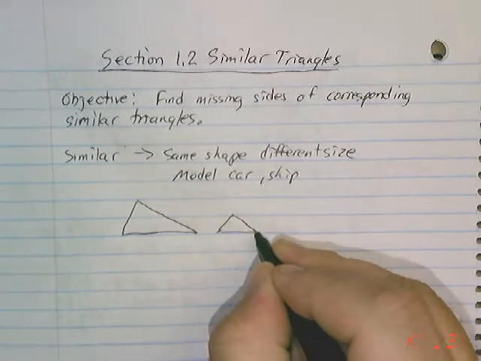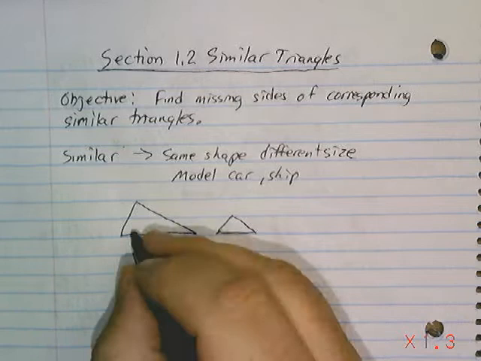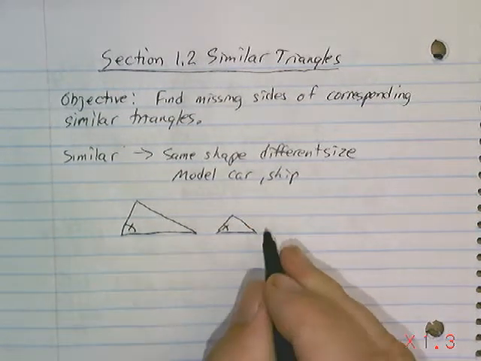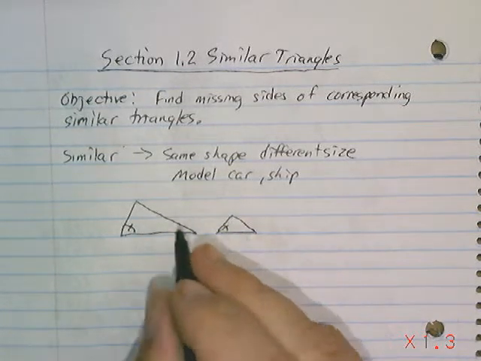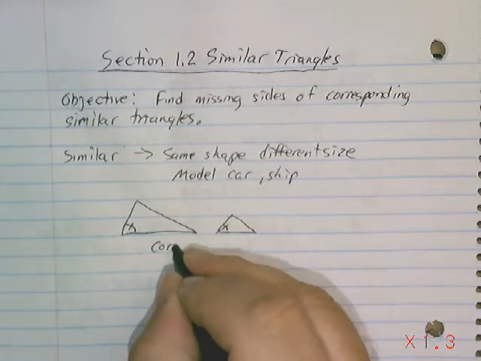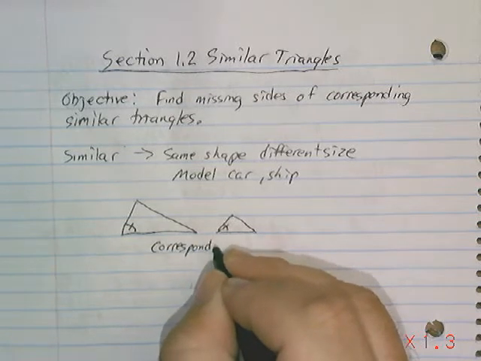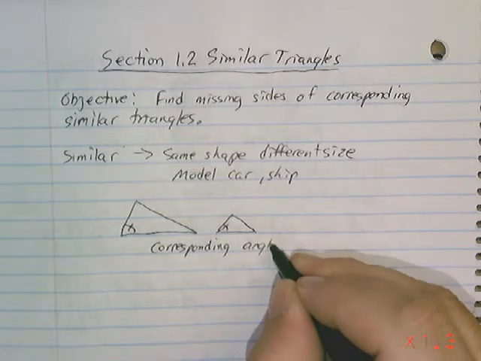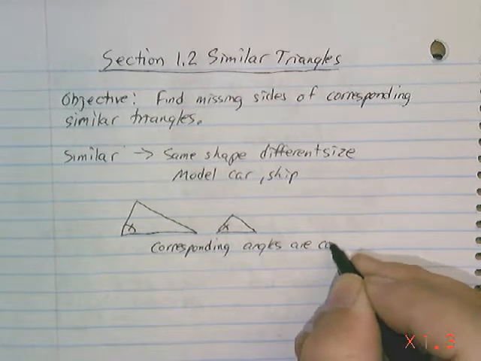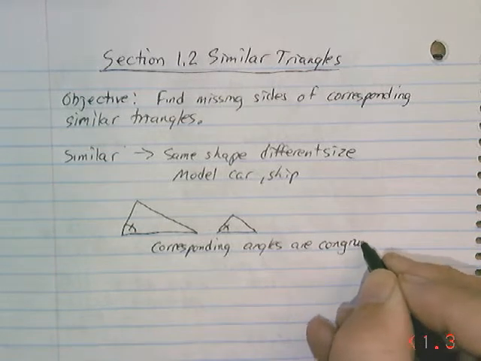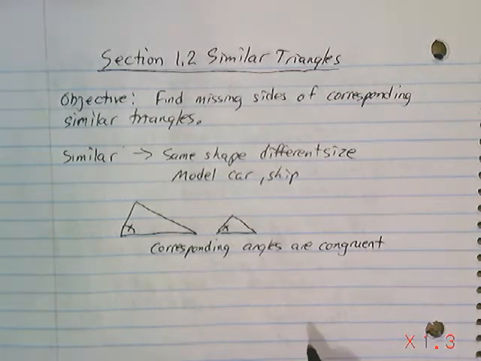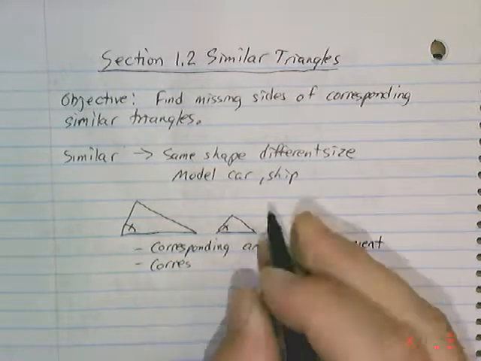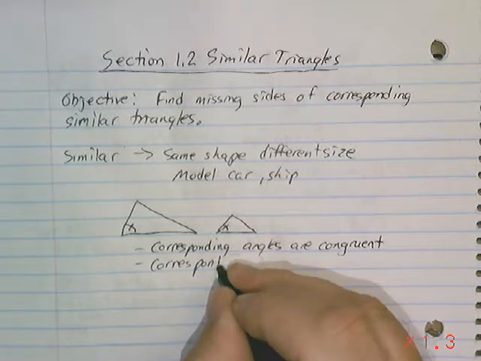Corresponding angles are congruent. They're the same. If one is 20, the other is 20. Corresponding sides are proportional. And that just means that if this side is half as big as this side, then this side is half as big as this side. They're proportional. Okay? So we might have something like this.